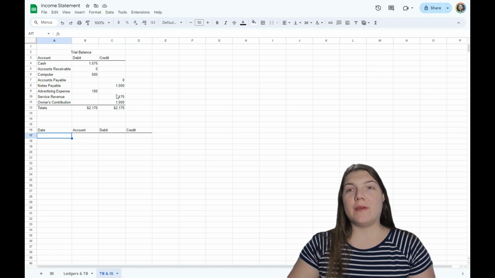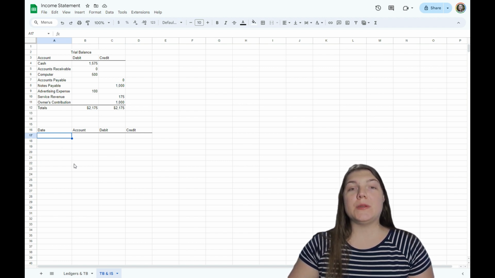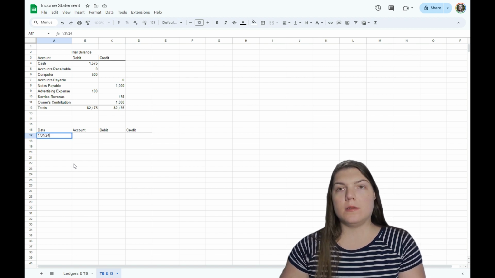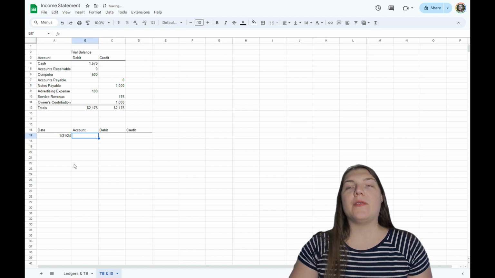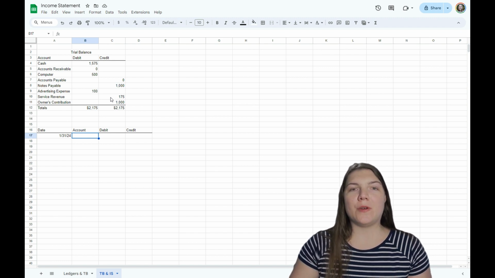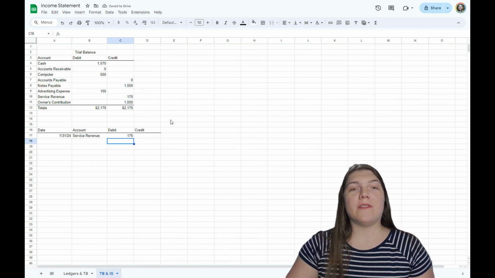We have service revenue here, and we have advertising expense here. So how do we close it out? Well, first, we do what we need to do to make that account zero. So we'll close it out as of January 31st, and we'll close out the account of service revenue. You'll see that it currently has a credit balance of $175. So in order to make service revenue have a zero balance, we need to debit it. So here I'll debit service revenue for $175.